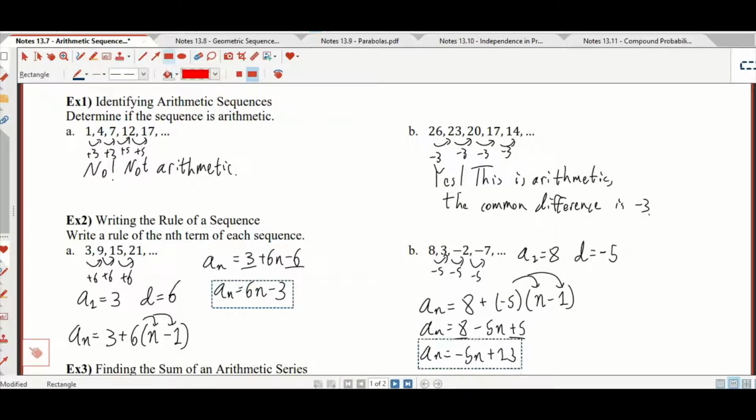A little rusty there. Okay, and you can see that that actually works. Like the fourth term, negative 5 times 4 is negative 20, and negative 20 plus 13 is negative 7, just what we were expecting.